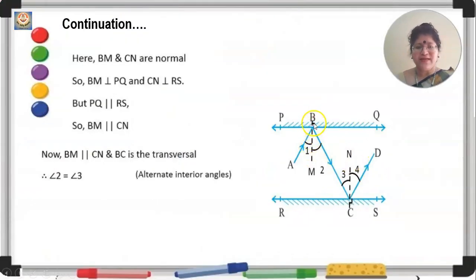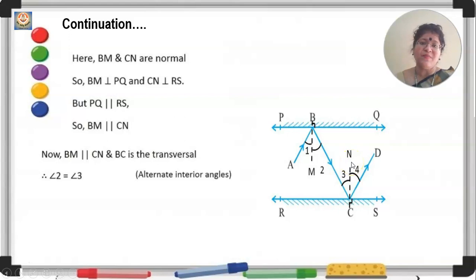Now like I said, BM and CN are normals, and what we need to do is, let us prove first that BM and this CN are parallel to each other. Now why would they be parallel to each other? We have taken BM perpendicular to PQ and CN perpendicular to this mirror RS. Here BM is perpendicular to PQ and CN is perpendicular to RS. Also PQ and RS are parallel to each other.